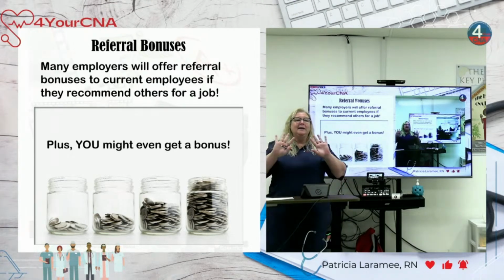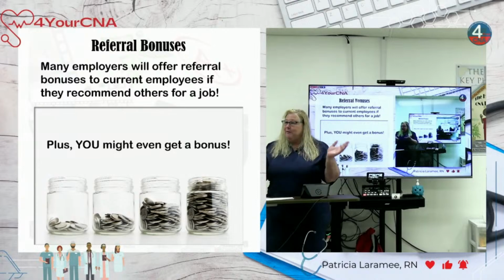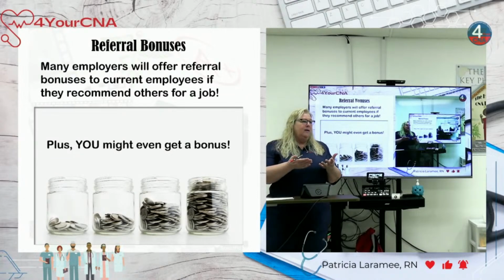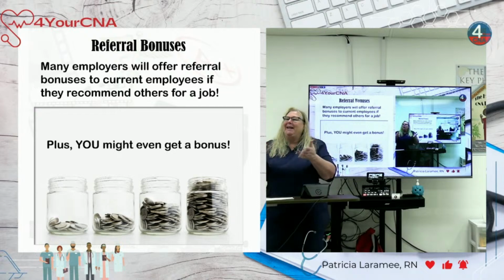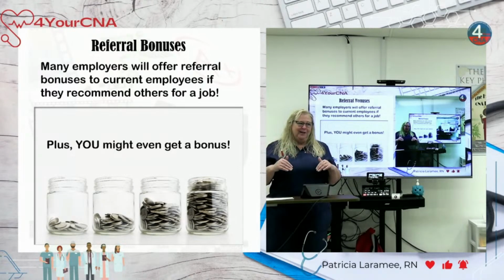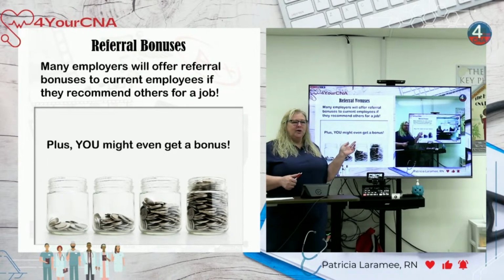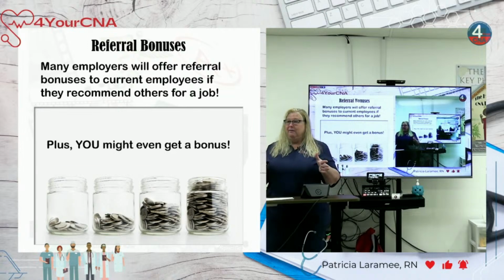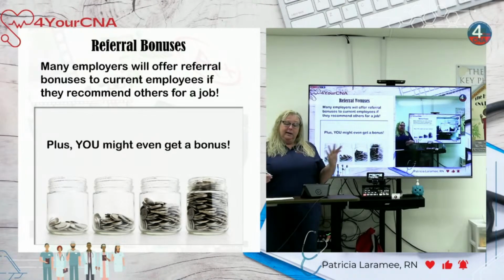So by developing a staff base based on referrals, you're working with people that already get along. So you reduce the amount of staff conflicts, theoretically. Does that make sense? So this is why referrals might be the best bet for you to find a job. Networking.